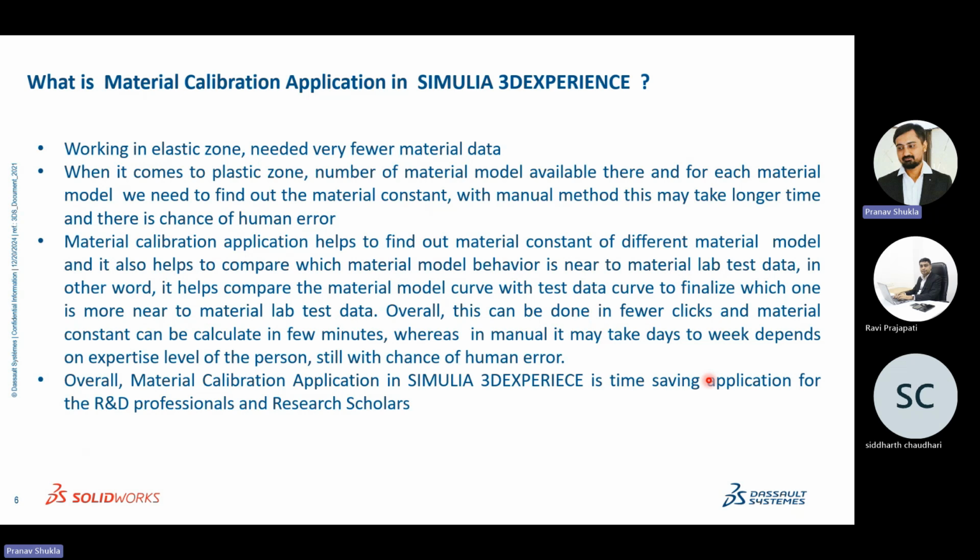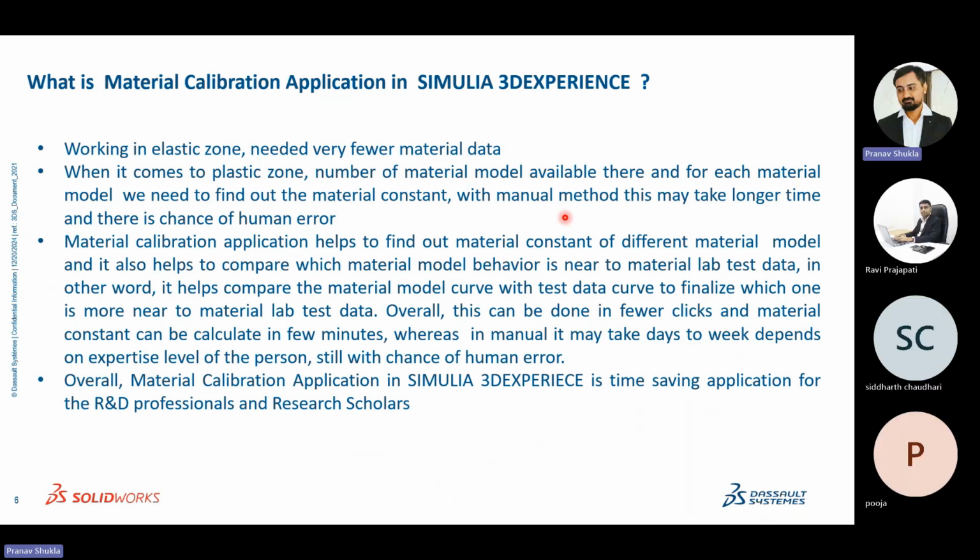When it comes to the plastic zone, a number of material models are available in the market with different kinds of software. For each material model, we need to find the material constants. With the manual method, this takes a longer time, and there is a chance of human error. The material calibration application helps you find the material constants of the different material models, and it also helps compare which material model behavior is nearest to the material lab test data.